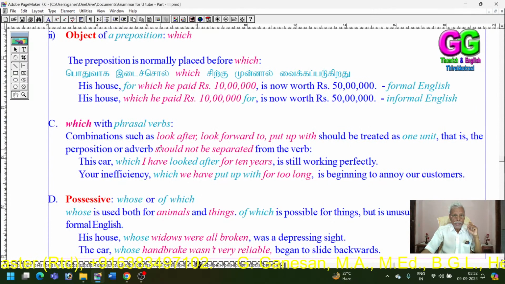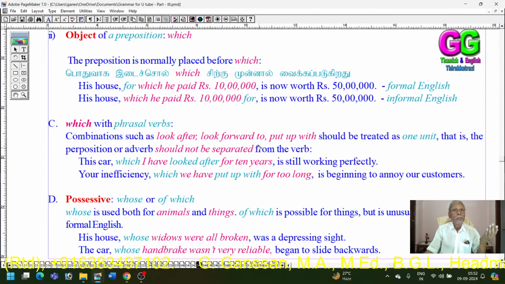A combination such as look after, look forward to, put up with should be treated as one unit. That is, my dear students, this entire group is one verb. Look is a separate verb, a transitive verb. But look at it is a phrasal verb. Look is a single verb. Look up is a phrasal verb. Like that, look after, put up with. If you remove after, then it will give a different meaning.